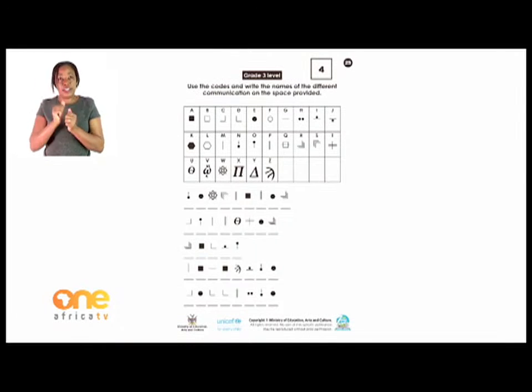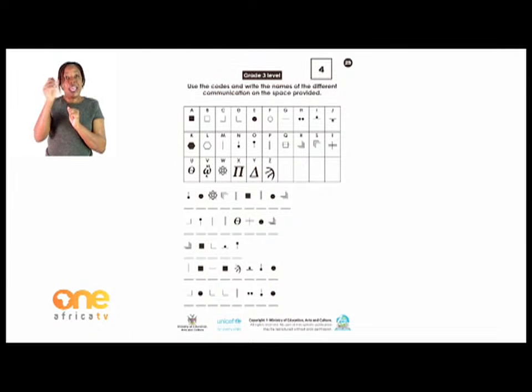You use the codes and write the names of the different communication tools on the space provided. We have a lot of communication tools that we use, and the codes are given to us on the alphabets, and we use those codes to get the word which is correct, and that word should be a communicating tool. Each alphabet is having a code.